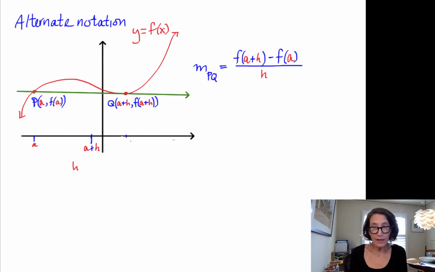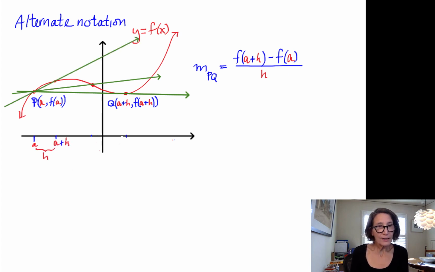Then we want to take a point closer, an x-coordinate closer to A, and so h is getting a little bit smaller when we do that. So the next point has x-coordinate A plus h, but h is a little bit smaller. And then if we keep going, get a little bit closer, h is getting smaller. And when we get to the tangent line, that distance h is 0.